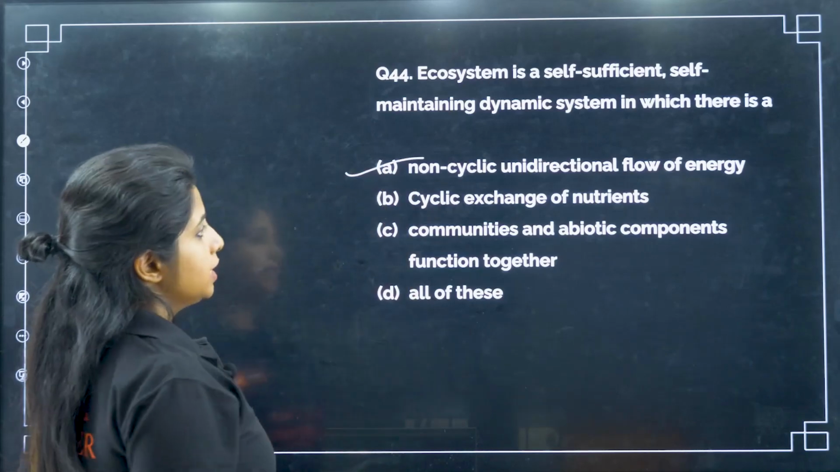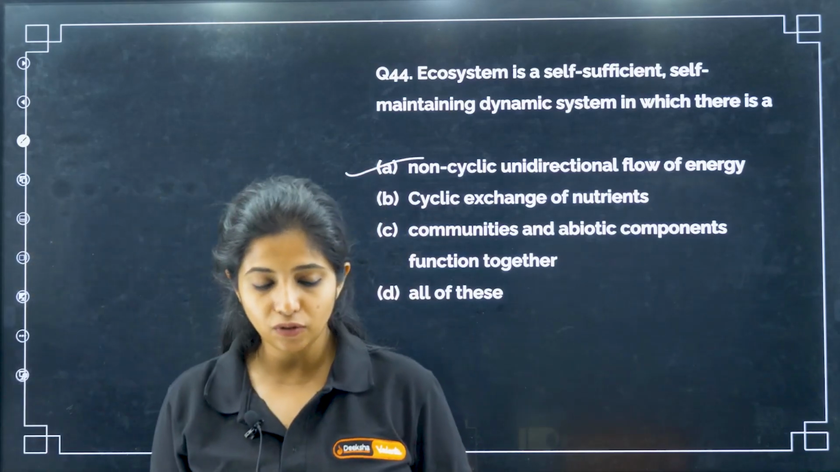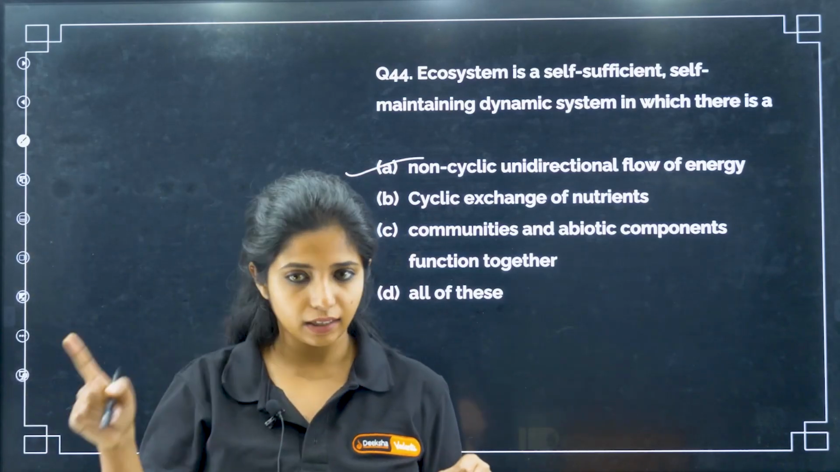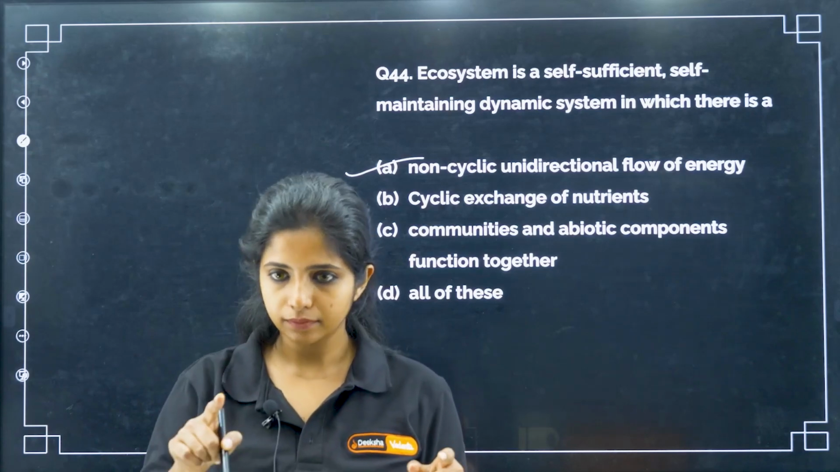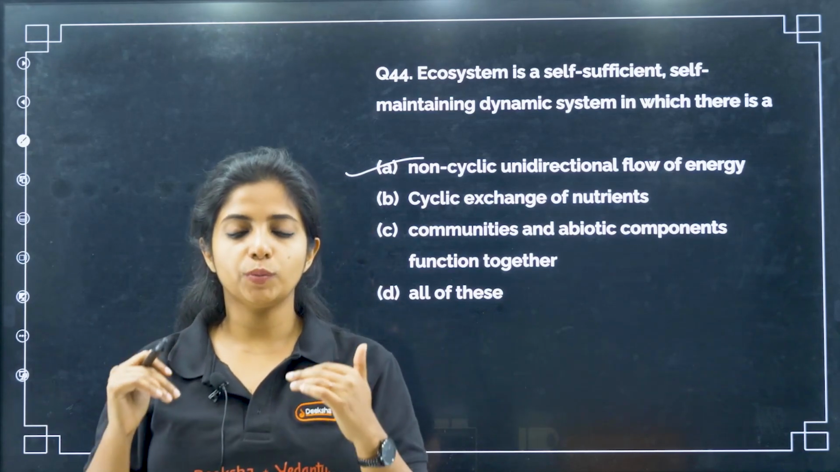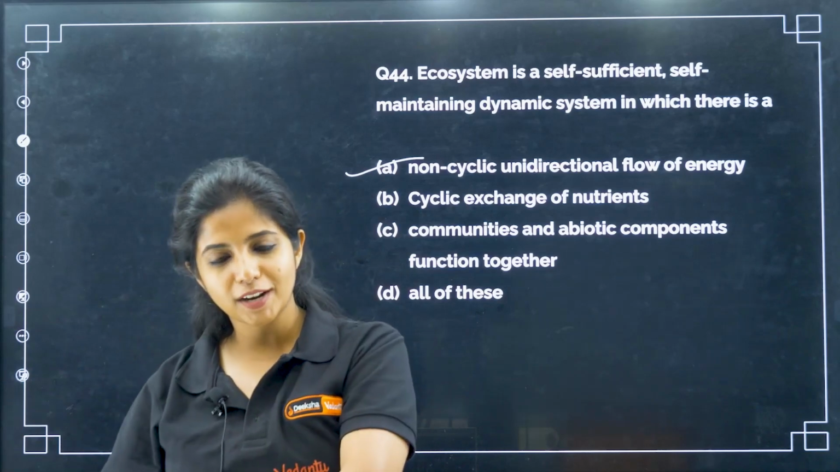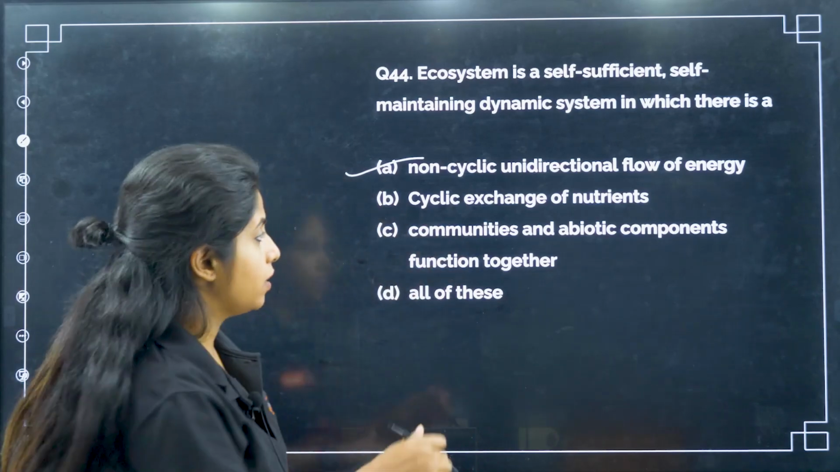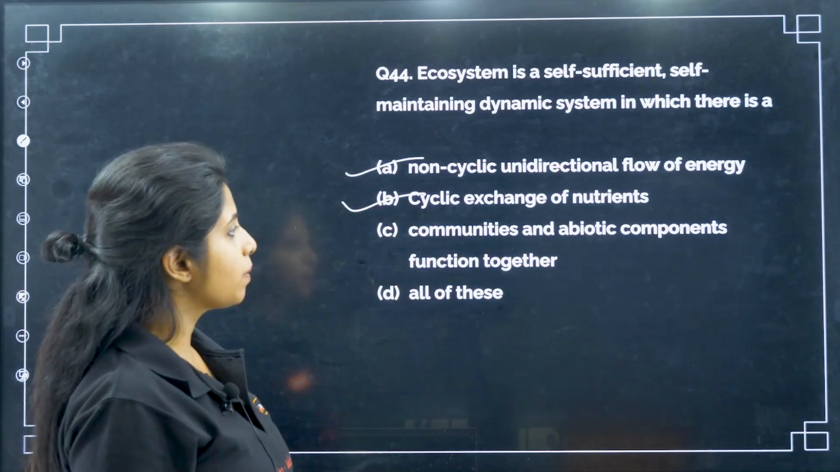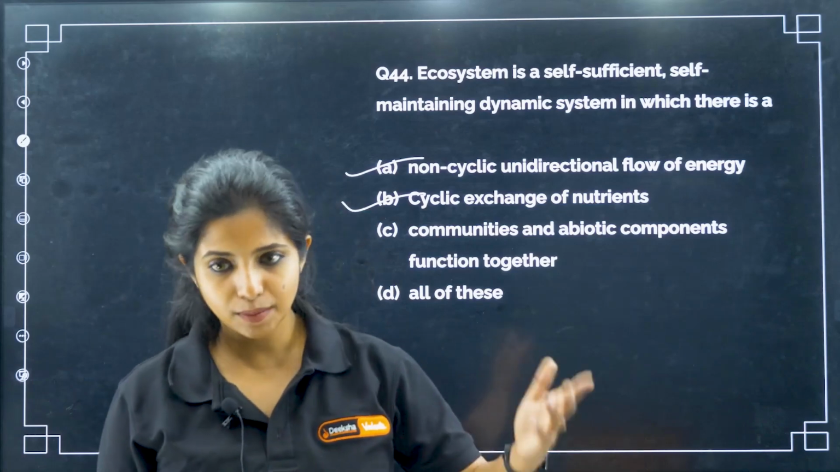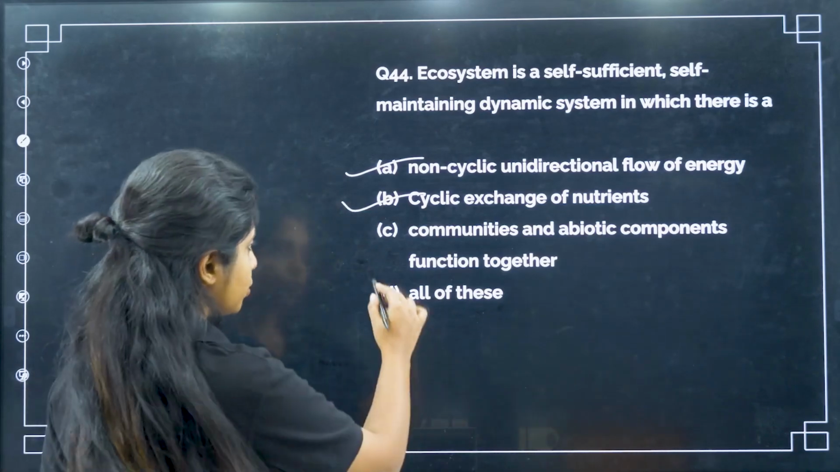That is correct. Cyclic exchange of nutrients. Yes, nutrients and matter have a cyclic exchange. One organism eats another organism, then this organism dies and again comes back to the soil, and then the cyclic flow continues. So this is correct. Communities and abiotic components function together. Yes, biotic and abiotic agents function together in an ecosystem.